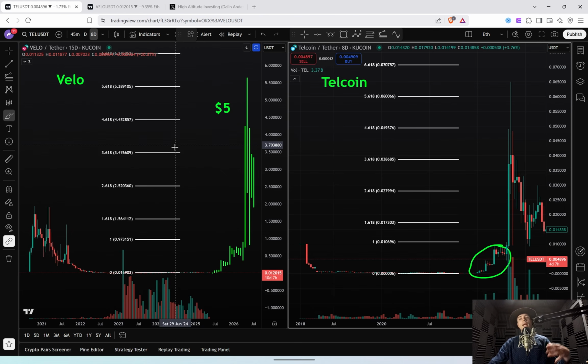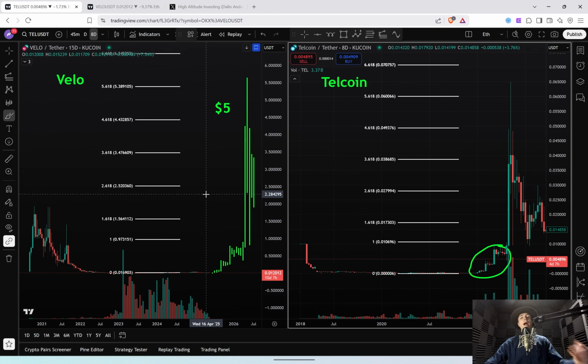So this is what I'm seeing in the bigger picture for Velo. Watch for a higher high, higher low pattern, and the fruition of this multi-year accumulation cycle to start to play out. And once it starts to go parabolic, it's going to go very vertical. That's the nature of crypto. These coins can seem like they're not doing anything for a really long time.